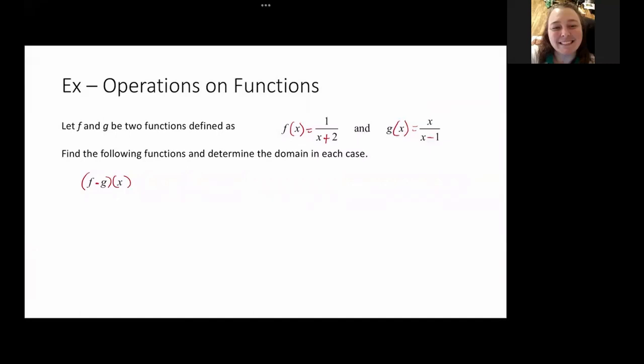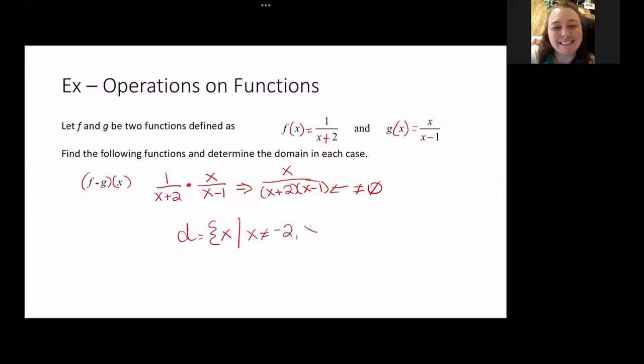Okay, so what we're going to do is multiply the two together. And remember, the domains of f and g haven't changed. They're the same thing. So 1 over x plus 2 times x over x minus 1 is just going to give us x over x plus 2, x minus 1, right? We just multiply straight across. This bottom cannot be equal to 0. So my domain, surprise, surprise, because it's been the same the whole time: x cannot be equal to minus 2, x cannot be equal to 1. Again, nothing has changed.